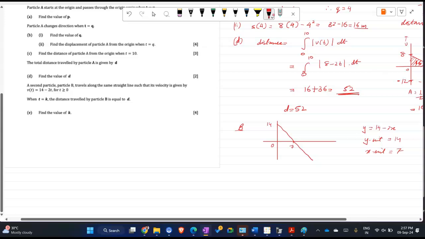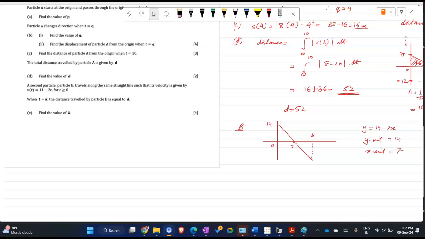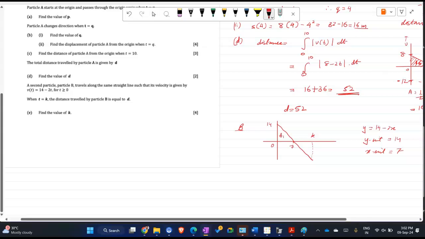Now, when t is equal to k, the distance traveled by particle B is equal to 52. Let this be some k. What you need to do is find the distance traveled. First, I'll find area 1: half into base 7 into height 14. So that's 49. So the area of this is 49.